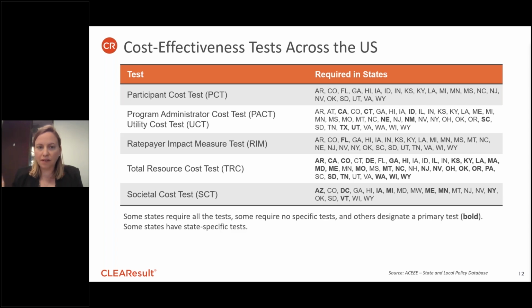So for example, I sit in Austin, Texas. Texas right now only uses the utility cost test as their primary cost effectiveness test. But if you were to look at Colorado, for example, they do use the total resource cost test as their primary, but they actually do screen and look at the other 4 cost tests as well.